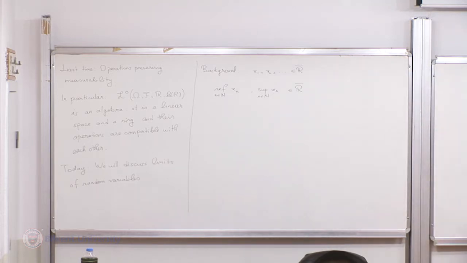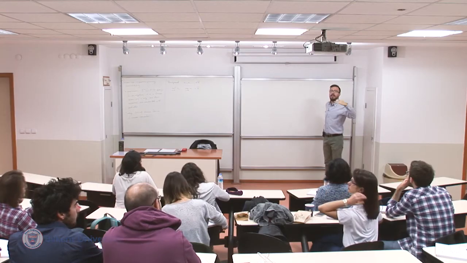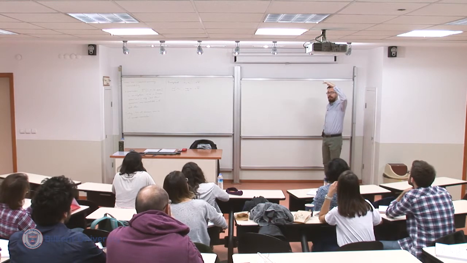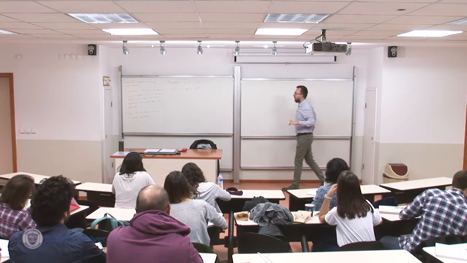And similarly for supremum. If you look at the maximum of 5 numbers, it is always an upper bound on them. Did I say it in the wrong way? Least upper bound and greatest lower bound. So the greatest lower bound is the infimum, and the least upper bound is the supremum.